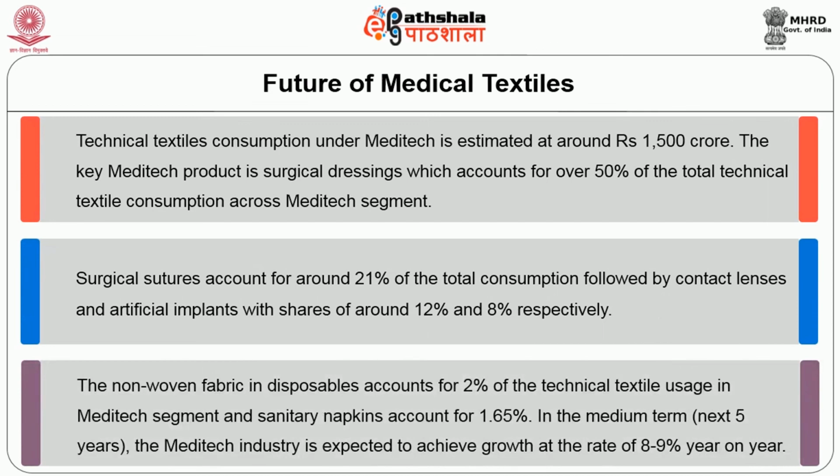The non-woven fabrics in disposables account for 2% of the technical textile usage in medical textiles, and sanitary napkins account for 1.65%. In the medium term, for the next 5 years, the industry is expected to achieve a growth of 8 to 9% every year.